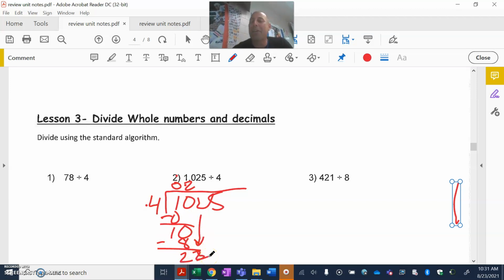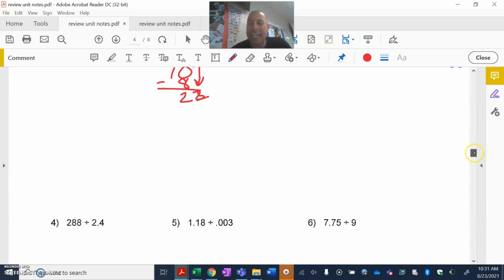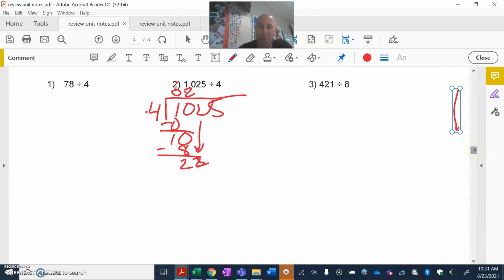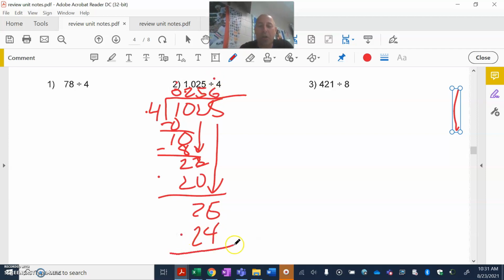So, how many groups of 4 can you take out of 22? Well, we can take 5. 5 times 4 is 20. Let's subtract. Let's bring down the next number. How many groups of 4 can we pull out of 25? Well, 5 of them, 20. 6 of them? Yes, 6 of them, because that's going to get me to 24. So now we're going to subtract, bring down the next.